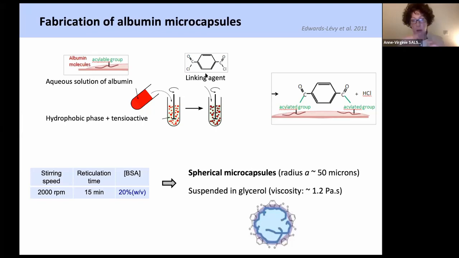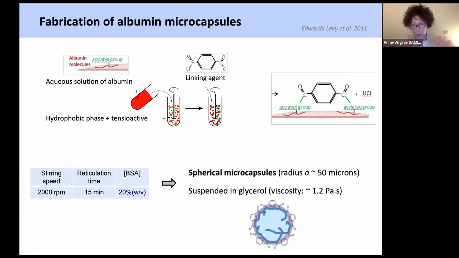But at the same time, it's an interfacial reaction because the linking agent is put inside the oil and cannot go inside the core of the capsule. So the membrane is created just at the interface between the oil solution, the external oil emulsion, and the droplet. And that way we end up having very, very thin membranes. So we create the capsules with a stirring speed of about 10 RPM. We let the reticulation occur for about 15 minutes. And then we have changed the concentration, but I'll show you results for 20% BSA concentration. The capsules for which I will show you results have a radius of about 50 microns. Of course, it's a distribution because we are creating first an emulsion of the protein solution into oil.